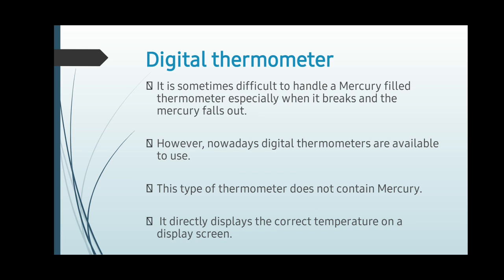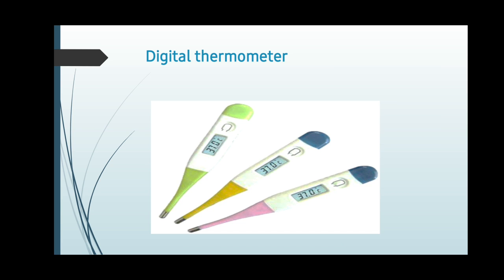However, nowadays digital thermometers are available to use. This type of thermometer does not contain mercury. It directly displays the current temperature on a display screen. So this is the digital thermometer. It does not have mercury, but it shows the exact temperature of a human body.